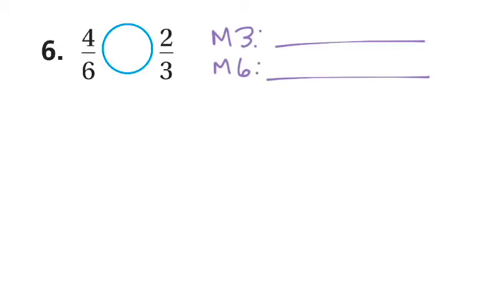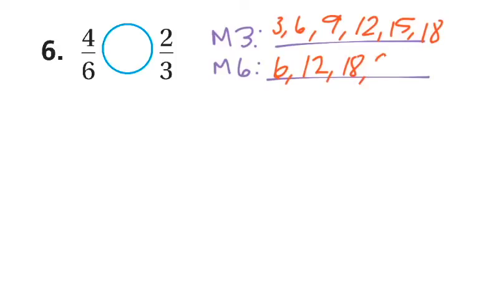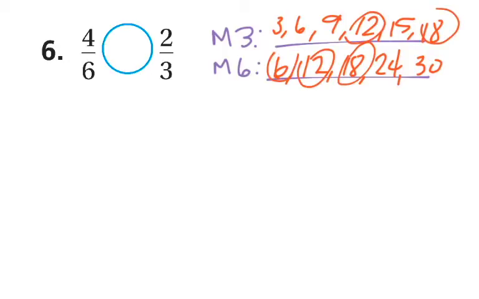All right, in number 6, we're comparing 4/6 and 2/3. So I want to first list my multiples of 3: 3, 6, 9, 12, 15, 18. Let's list the multiples of 6: 6, 12, 18, 24, 30. Now, an interesting thing about 3 and 6 is they actually have quite a few multiples in common. We can see they both have 18, they both have 12, they both have 6.